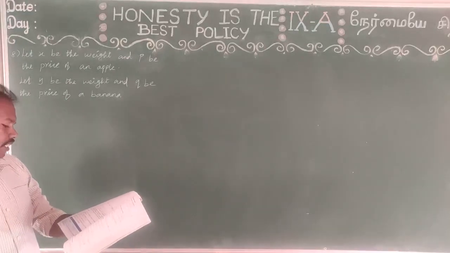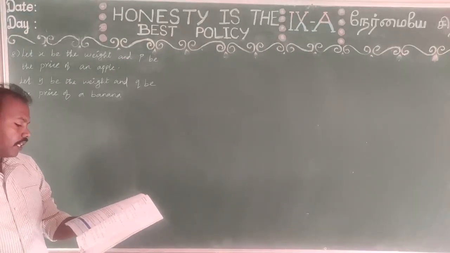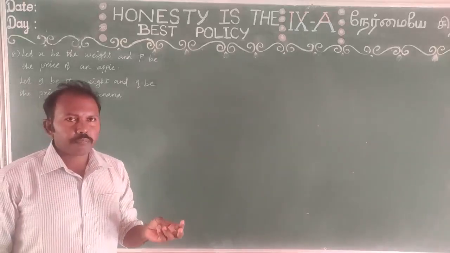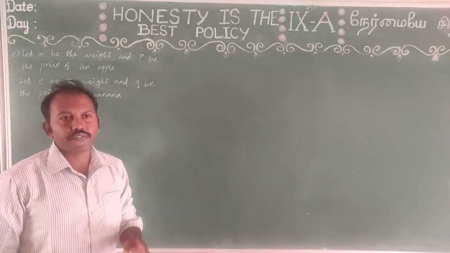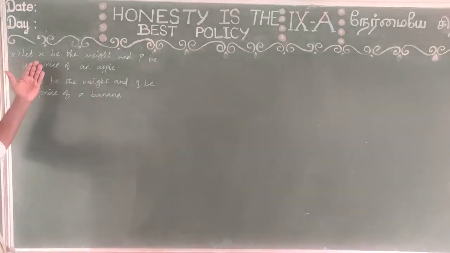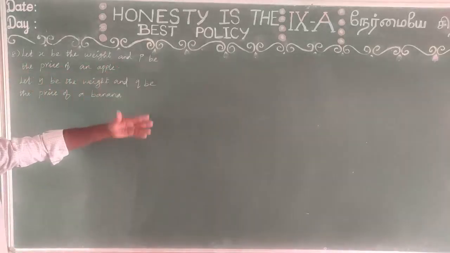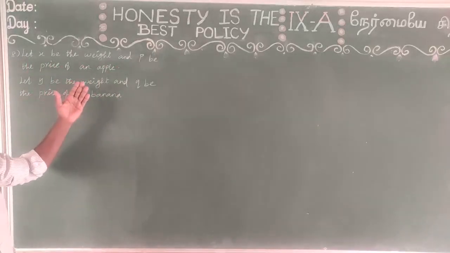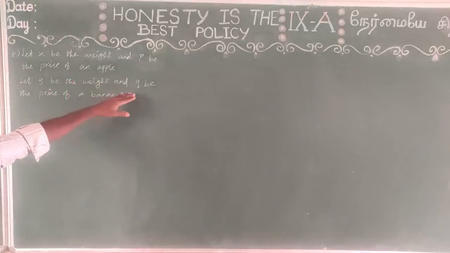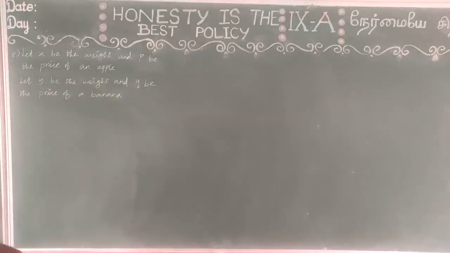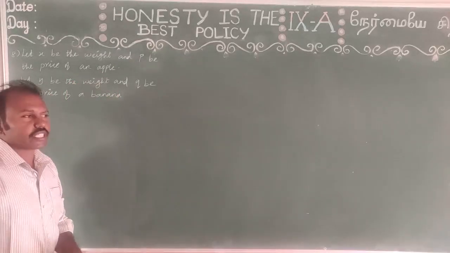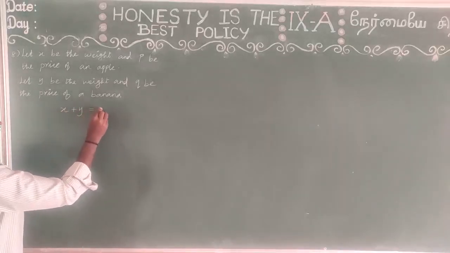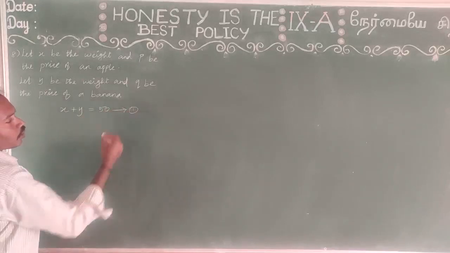Inia bought 50 kg of fruits consisting of apples and bananas. So Inia buys apples and bananas, 50 kgs in total. Listen now. Let x be the weight and p be the price of an apple, and let y be the weight and q be the price of a banana. So together, x plus y is equal to 50 kg. That is equation number 1.